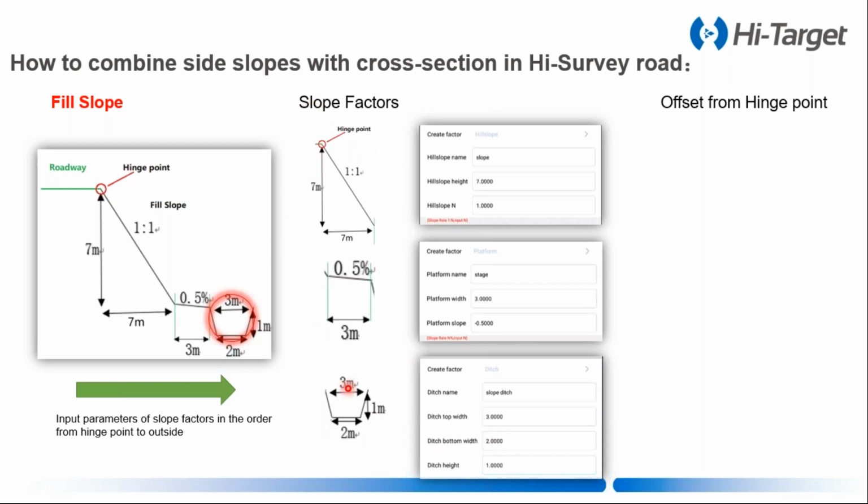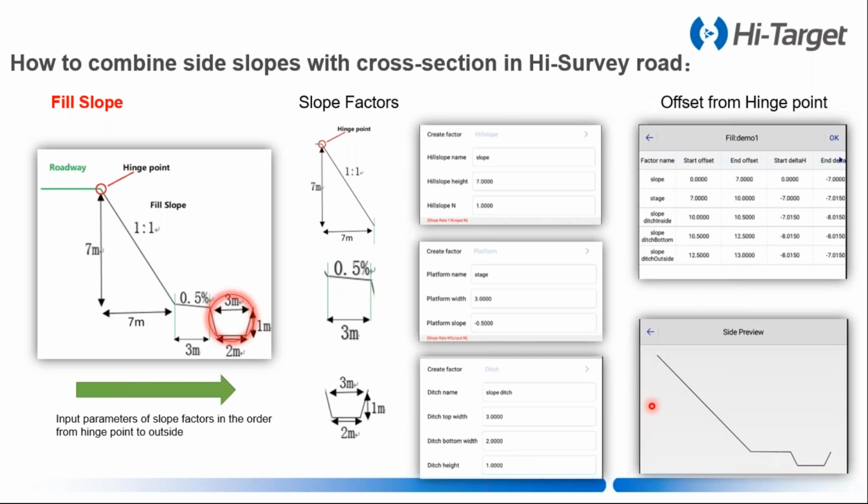After we input all these parameters, then let's see the result. You can see the first picture, we can check the offset from hinge points. You can see the offset of each part. And the next picture here, we can see the preview of the side slope we just designed here. Oh, that's about the field slope.